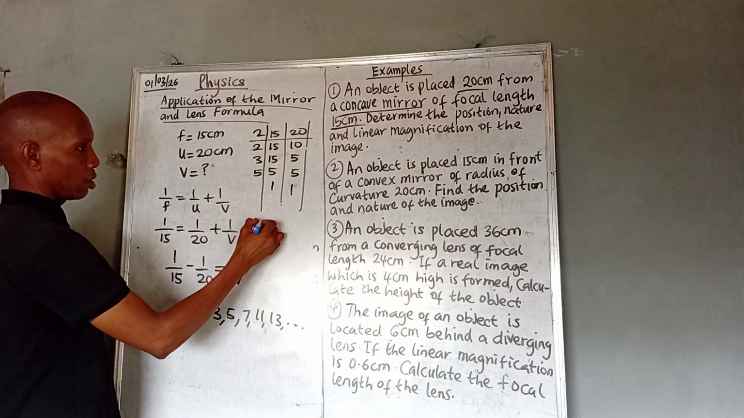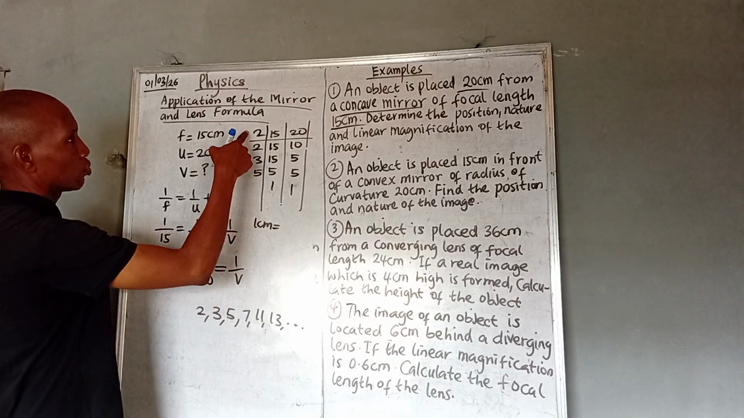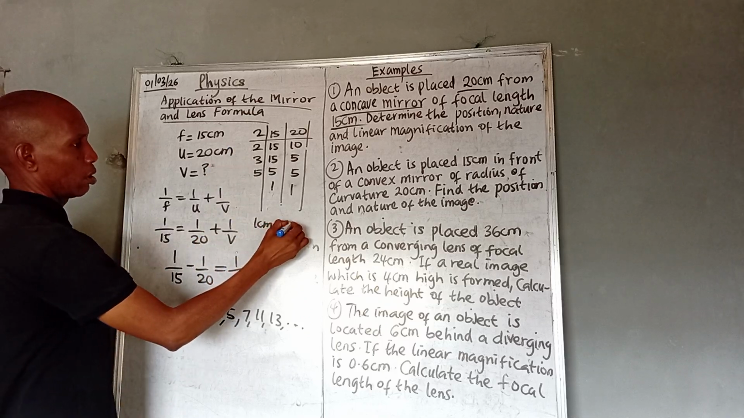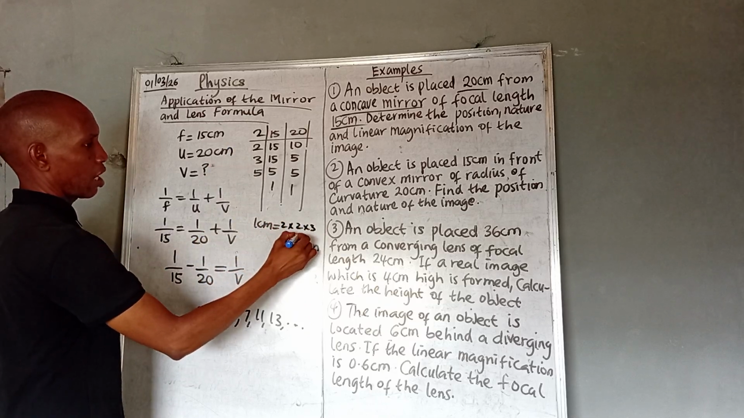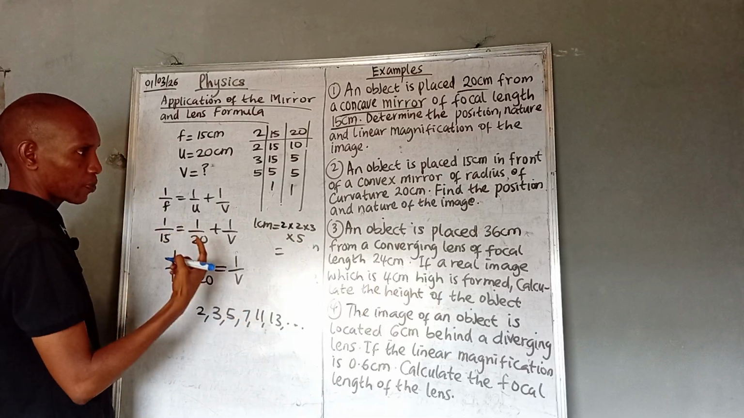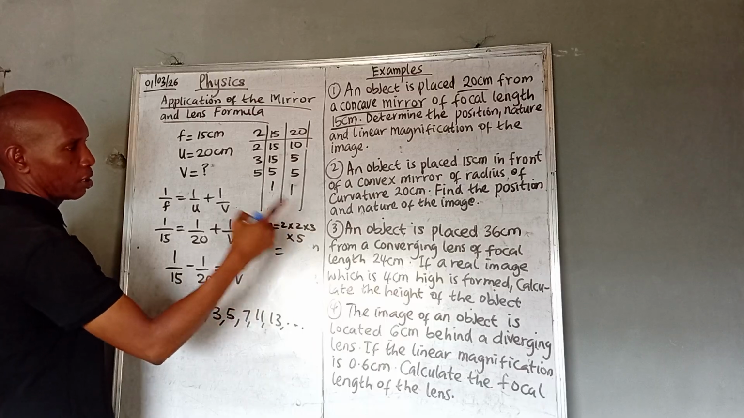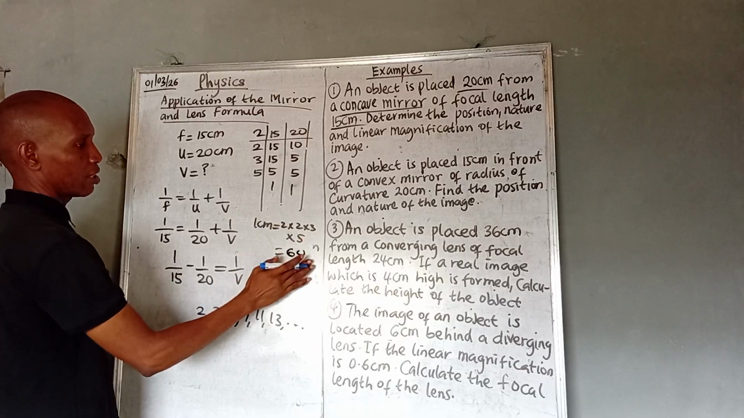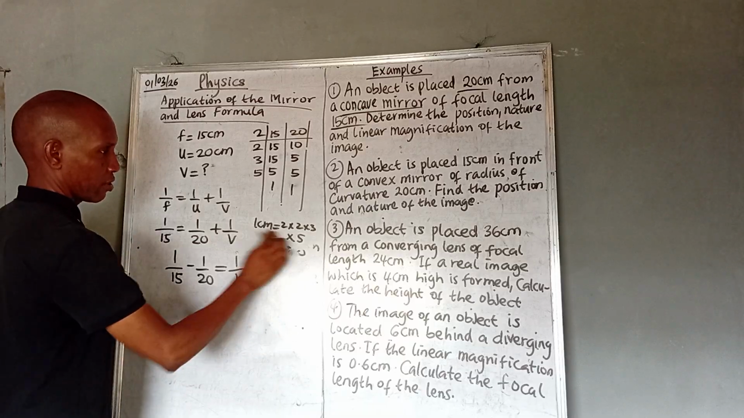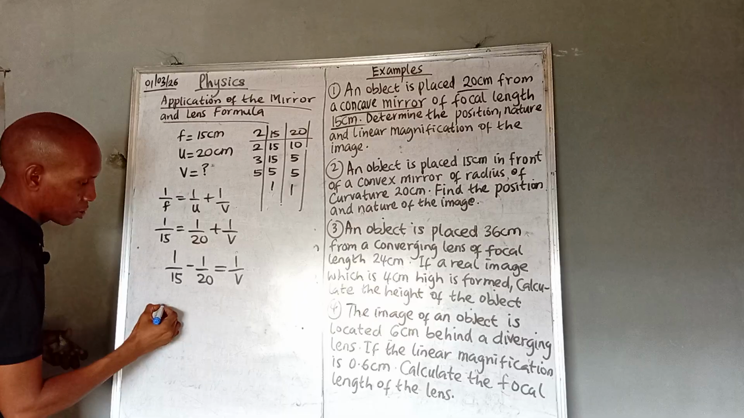That means the LCM is 2 times 2 times 3 times 5. 2 times 2 gives us 4 times 3, that is 12. 12 times 5 is 60. That means the LCM of 15 and 20 is 60. So now let's take the LCM.